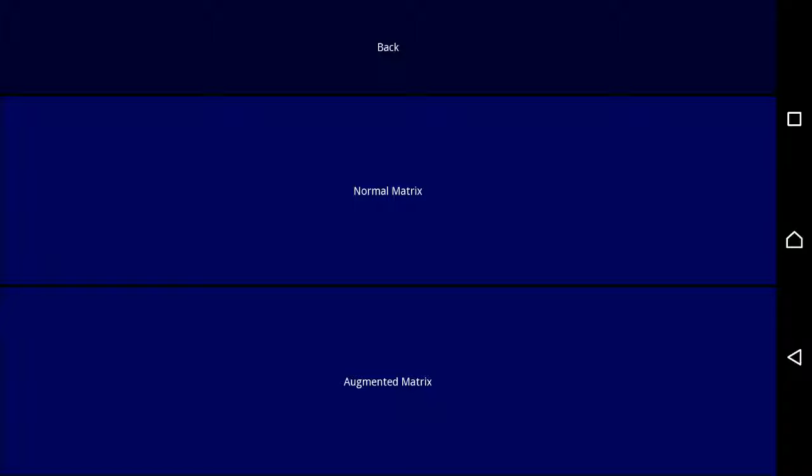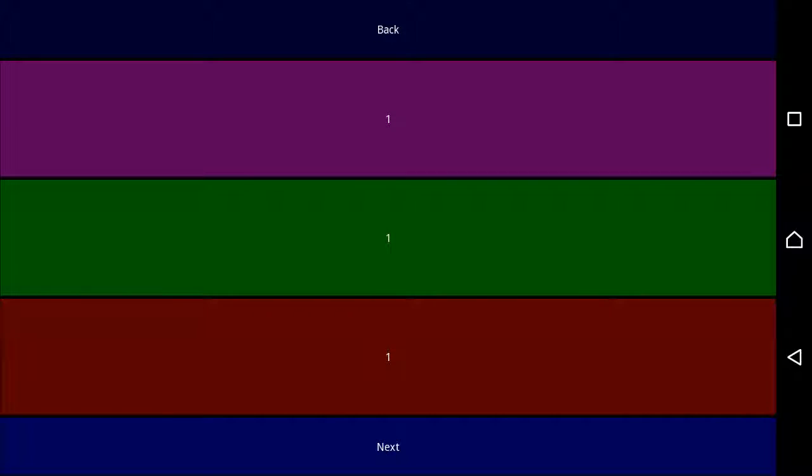You can choose between normal and augmented matrix. Actually, augmented matrix is for solving a system of linear equations. So, for example, if you have, actually, let's try it. So this is row. When you tap, it increments. So 4 rows and 4 columns and 1 augmented column.